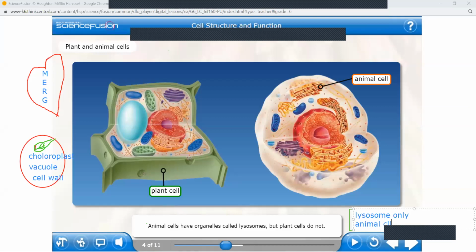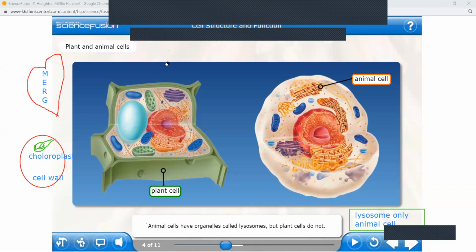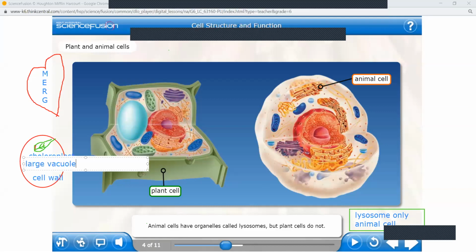I know, girls, it's not easy, it's confusing. Even this, I will remove the word vacuole, maybe you get confused. Here it is large vacuole. I'll write large vacuole. And here it's a small vacuole. Now, continue.